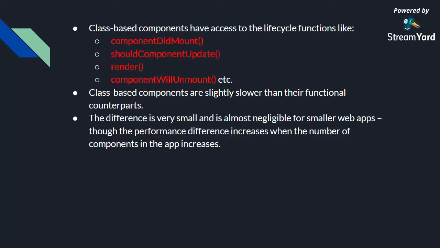So as the number of components increases, if you have just used class-based components, it might create a problem with the performance. Class-based components are slightly slower than functional components because class-based components have their own states. They can communicate with each other. They have life cycle functions. So they have lots of functionalities added to them.